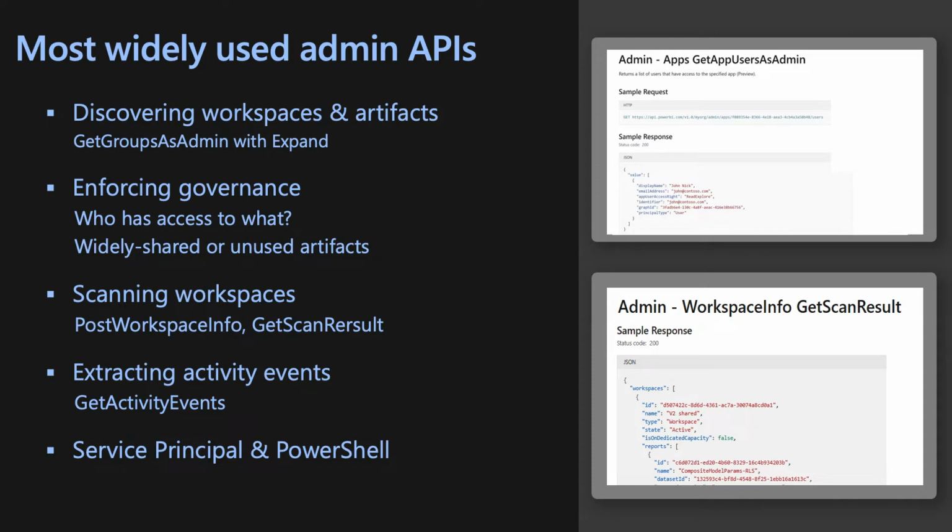We have APIs to help you discover workspaces and artifacts, like the Get Groups as Admin API, which lets you inspect all the workspaces in your tenant. There are also APIs to help you enforce governance, such as our Access Inventory APIs, aka who has access to what, which provide information about who has access to what Power BI artifacts in your entire tenant. There are also APIs to help you identify and use artifacts to help you reduce capacity usage.